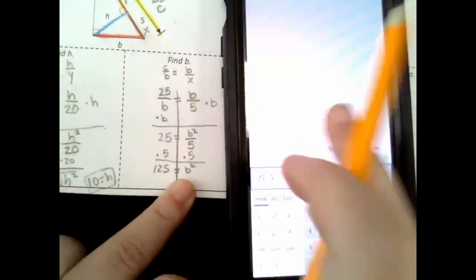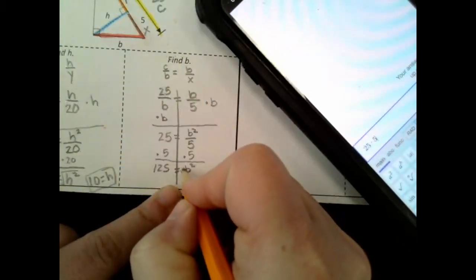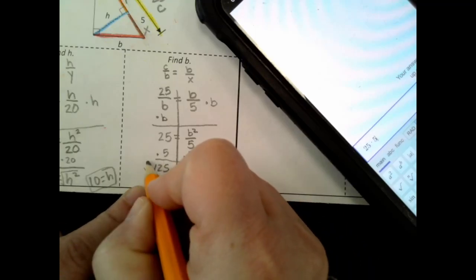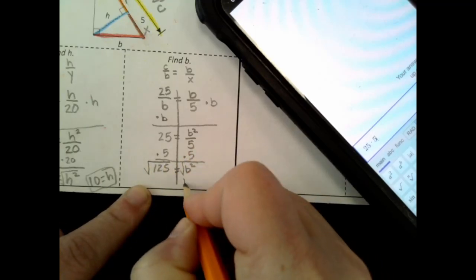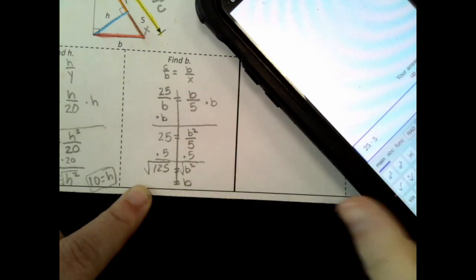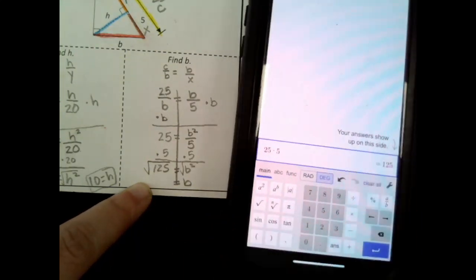It's not quite our answer yet. We have to get B all alone. So I still have to get rid of that squared. So how would I undo a squared? Square root. Okay. So if we square root one side, we have to square root the other side. So B equals, now this part you're going to want to use a calculator for.